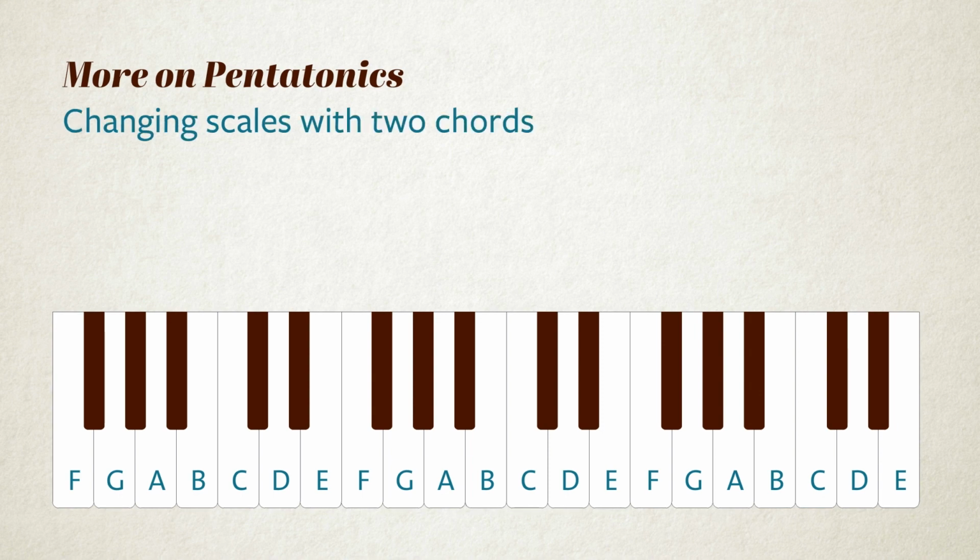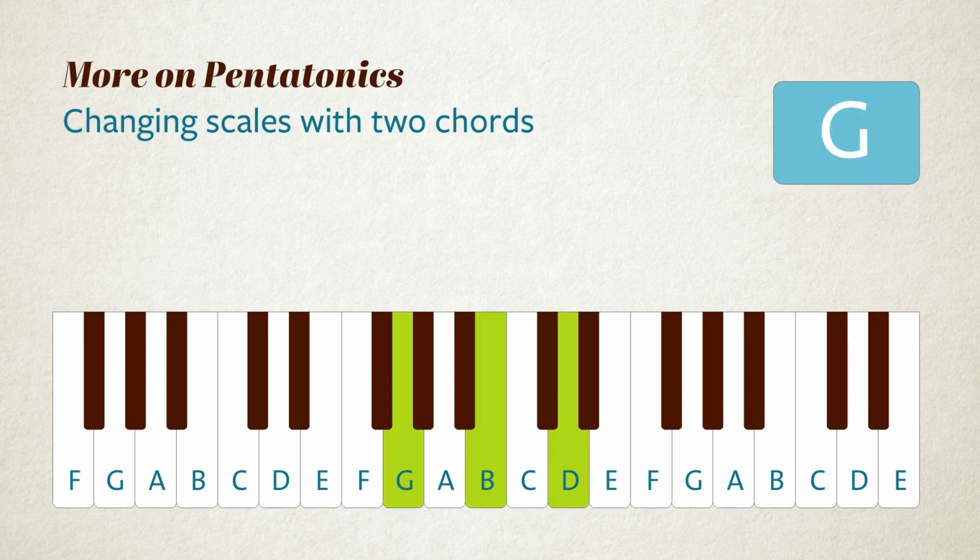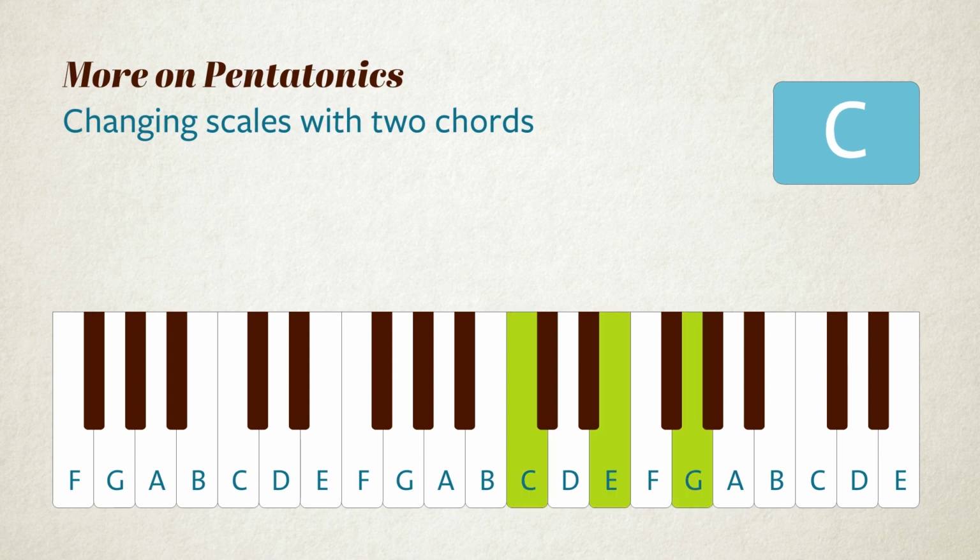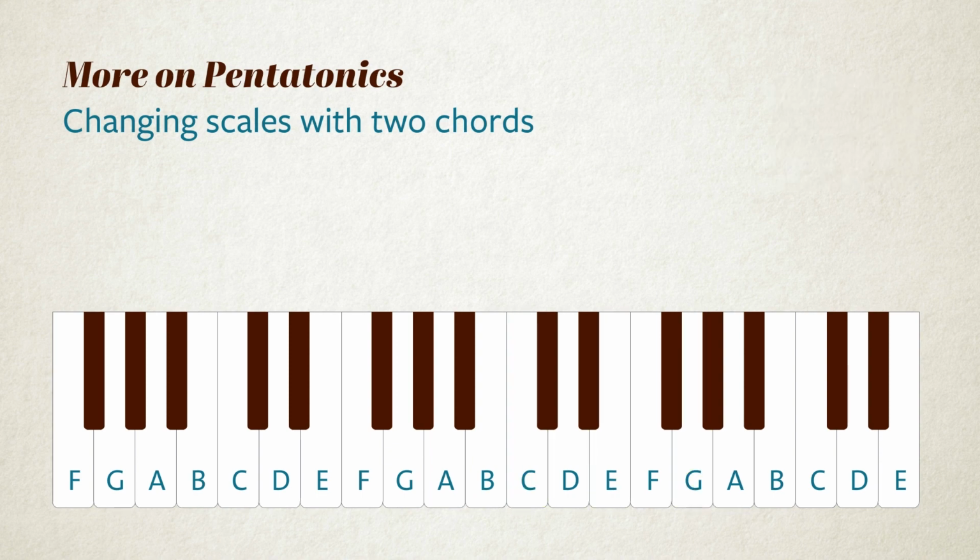Let's start with 2 chords in the key of G major. We'll use chord 1, that's a G chord, and chord 4, which is a chord of C. And we'll use the notes of G pentatonic to play over a chord of G and a C pentatonic scale over a chord of C. Here's the sort of thing.